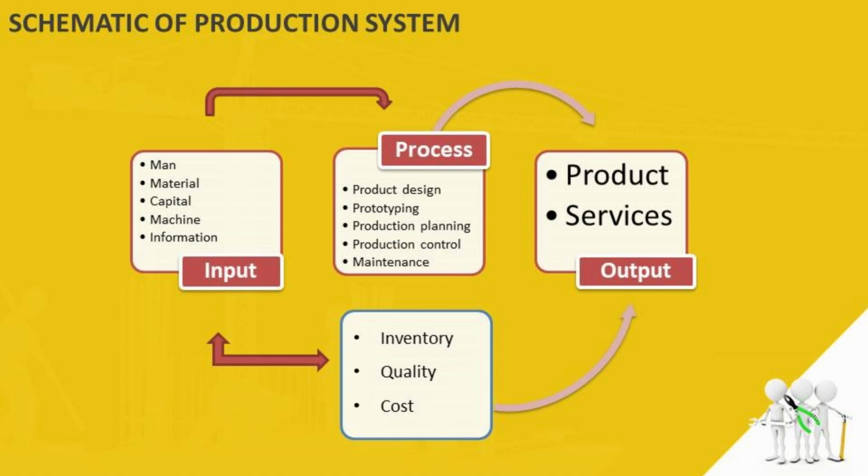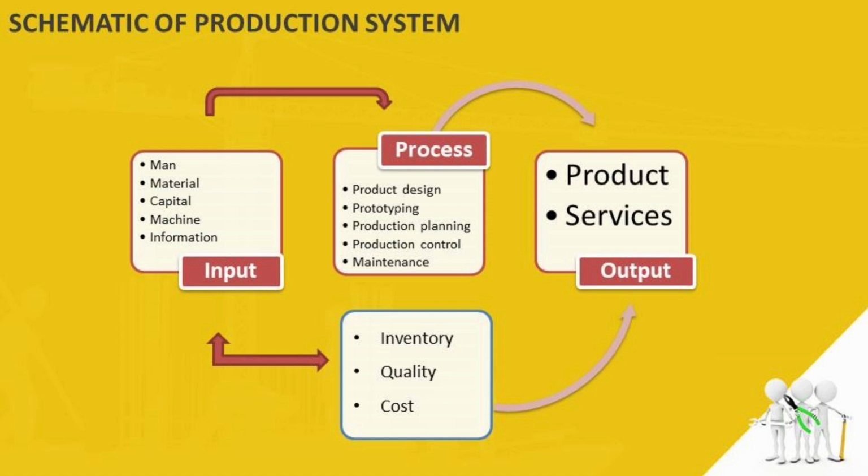If you look at this particular figure, you will be able to understand a production system. There are various inputs which are essentially passed through a transformation or conversion process, and finally they are converted into some outputs which have a value for the end users, that is the consumer or the customers. The outputs may be in the form of tangible products or services.